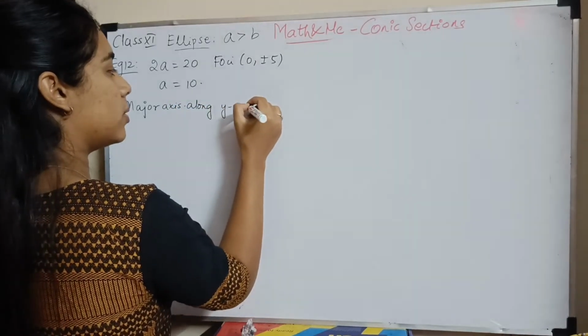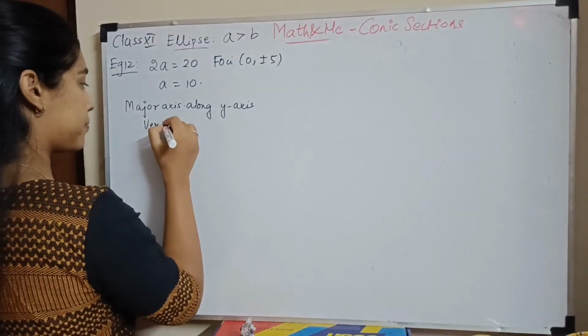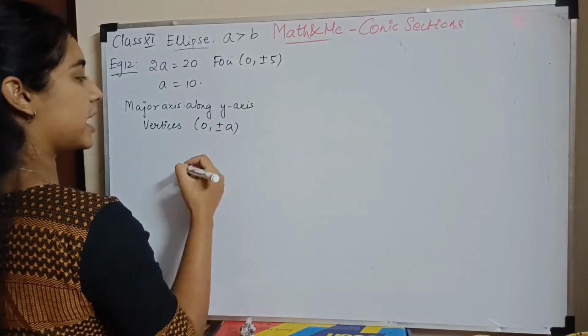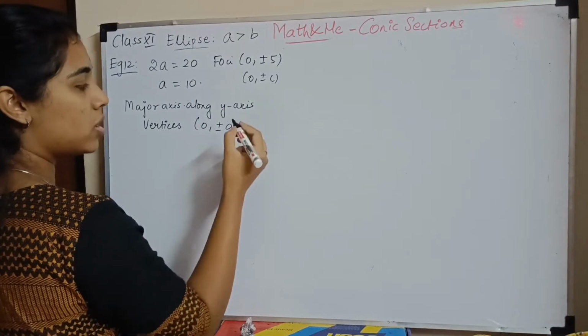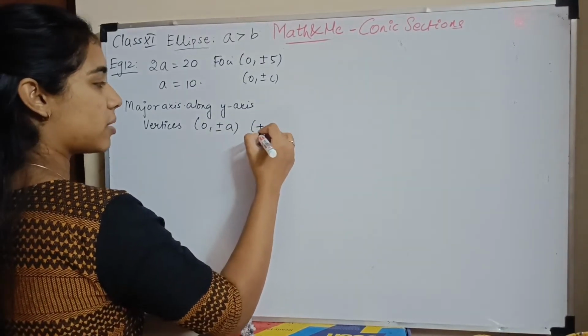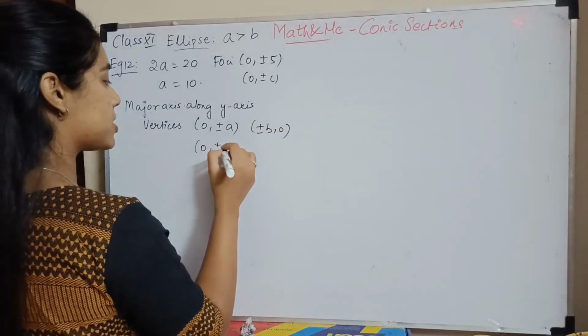Along the y-axis. So my vertices will be 0, plus or minus A. Correct? And the foci are 0, plus or minus C. So the vertices are 0, plus or minus A, and B will be plus or minus B, 0. So what are my vertices? 0, plus or minus 10.